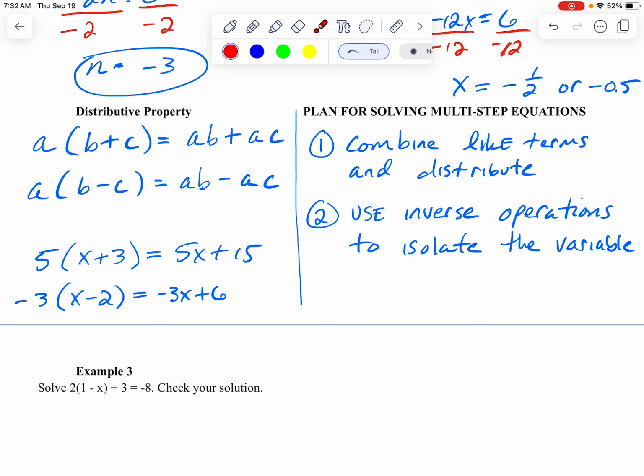Inverse operations means when I have addition, I'm going to undo that with subtraction. When I have division, I'm going to undo that with multiplication. And this idea of isolating the variable, that's just a fancy way of saying getting it all by itself. Okay, so just what we've been doing, solving for x or whatever our variable is.